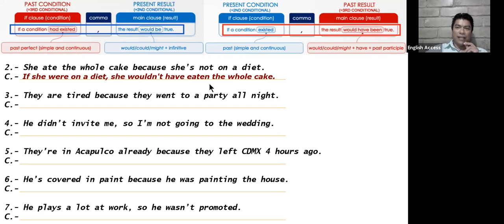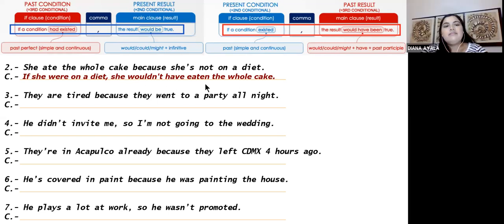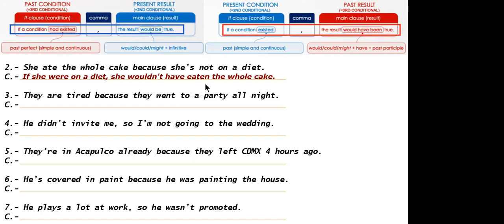Who has eaten a whole cake? The girl. Not the whole cake. Three quarters.